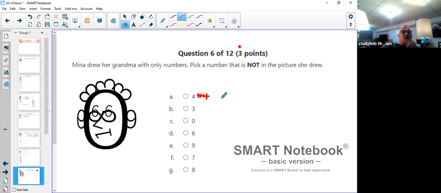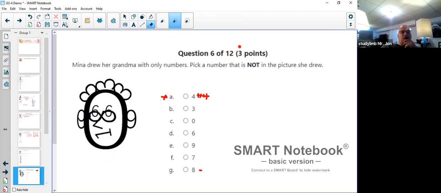Okay. Someone switched to G. Chloe, I see an 8. I see an 8 right here, Chloe, for the glasses or the eyes, right? So I think most people are right that picked A. I don't see a 4 anywhere. I don't see a 4.